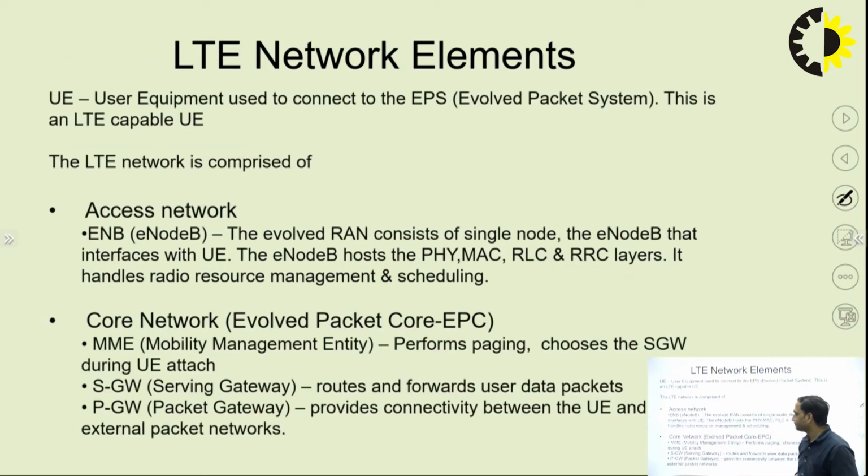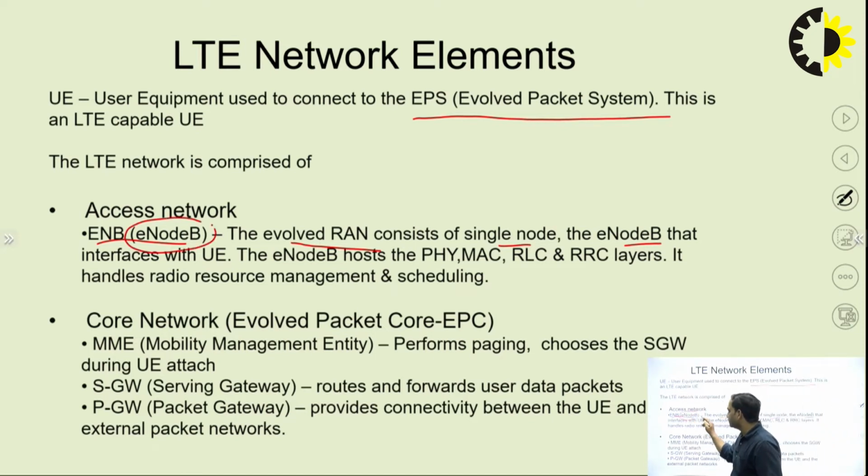That is why. UE is the user equipment, which is used to connect to the EPS, the Evolved Packet System. So this is an LTE capable UE. The LTE network is comprised of the access network, which is the E-Node B. This E-Node B, the evolved RAN, consists of a single node, and the E-Node Bs interface with the UE. The E-Node B is one of the base stations, and this base station is connected with the user, the mobile phone, or the subscriber.